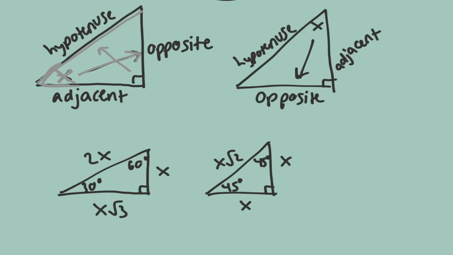So if you're looking at it a different way, if this angle is x, the opposite side of that angle is what it's pointing out to. The hypotenuse, again, is the diagonal, and the adjacent is your other sides.